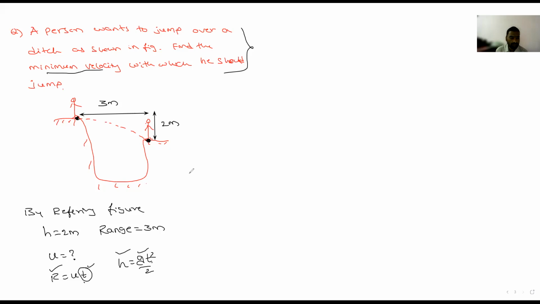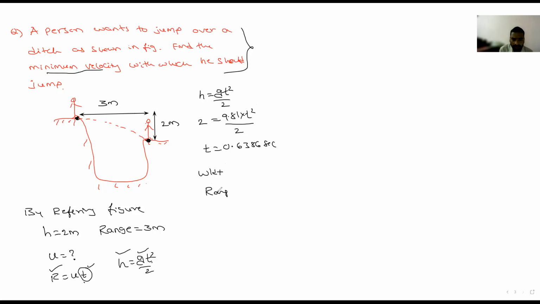Okay, have you determined the value of time? What is the value of T? 0.63. Okay, so first, how to solve this one? H is equal to G T square upon 2. H is equal to 2 meter, G is equal to 9.81, into T square divided by 2. By solving this equation, you will get 0.6386 seconds.